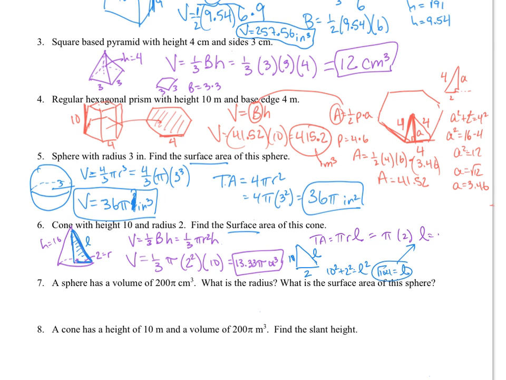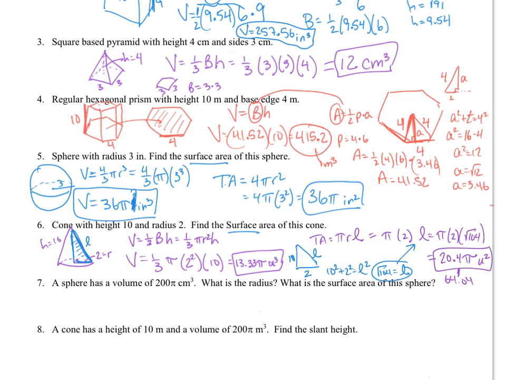So this becomes pi times 2 times the square root of 104. And we will do this as a decimal, so the square root of 104 times 2 gives us 20.4 pi, and that's square units. If you multiply it all out with the pi, you will end up with 64.04. So either way, I'll take the answer.